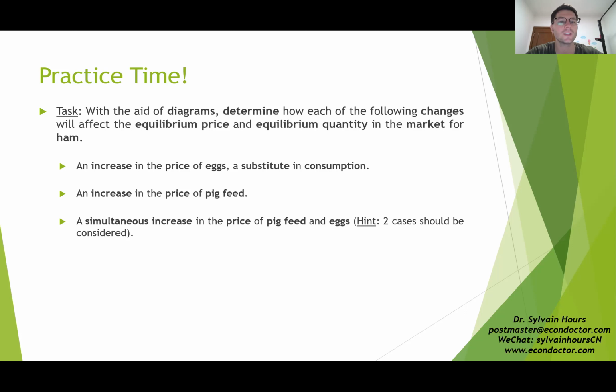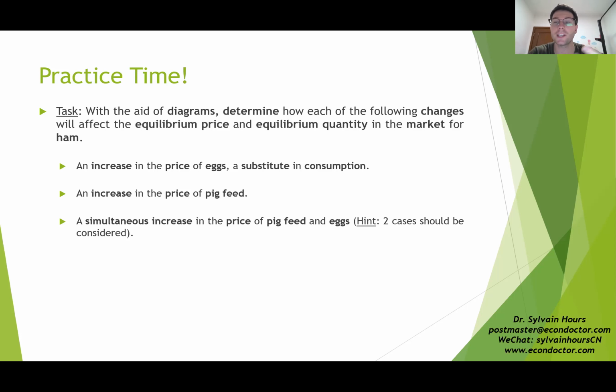An increase in the price of pig feed. So pig feed is what we give to the pigs. So it's an input in the production. It's the price of an input in the production of ham. And therefore, it means that ham production has become more costly. So this is going to lead to a decrease in supply.